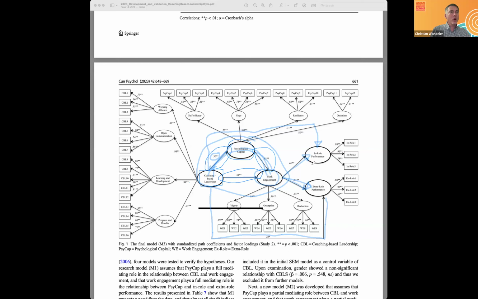So we'll go into the method section and kind of figure this out. But do you have any questions before I move away from this?